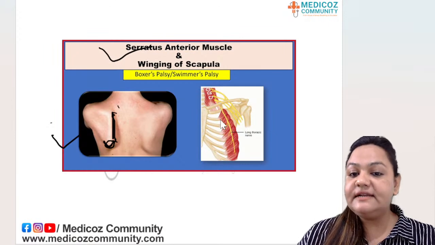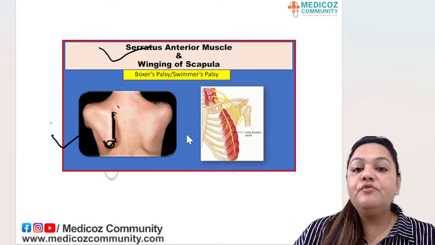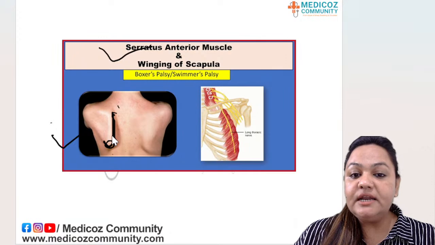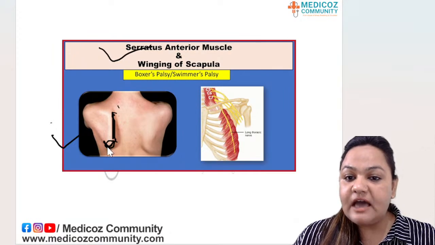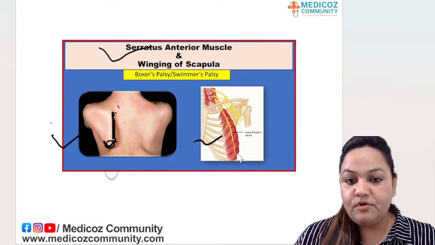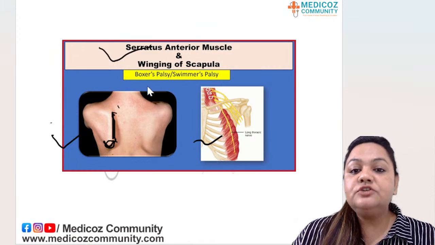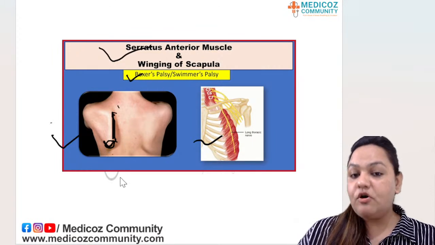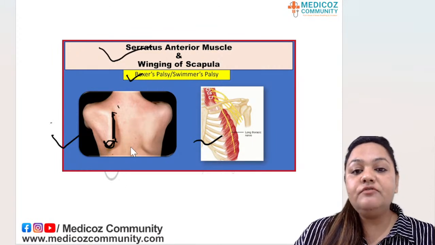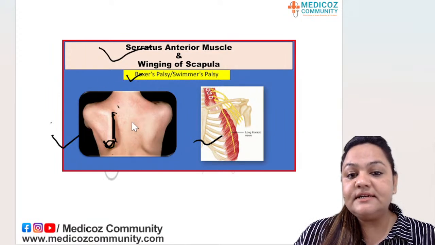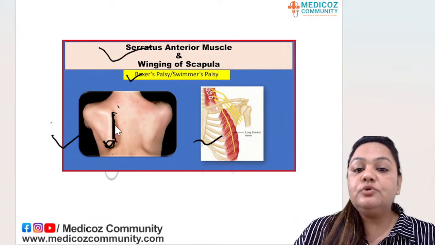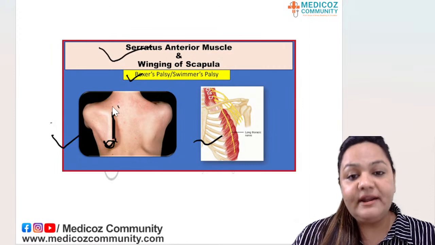We have the serratus anterior muscle here, which is attached to the medial border and inferior angle of the scapula, and it takes origin from the ribs. Now what happens when there is paralysis of this muscle? This muscle is also known as the boxer's muscle. Clear? Now when the serratus anterior is paralyzed here, you will ask the patient to find out the condition.